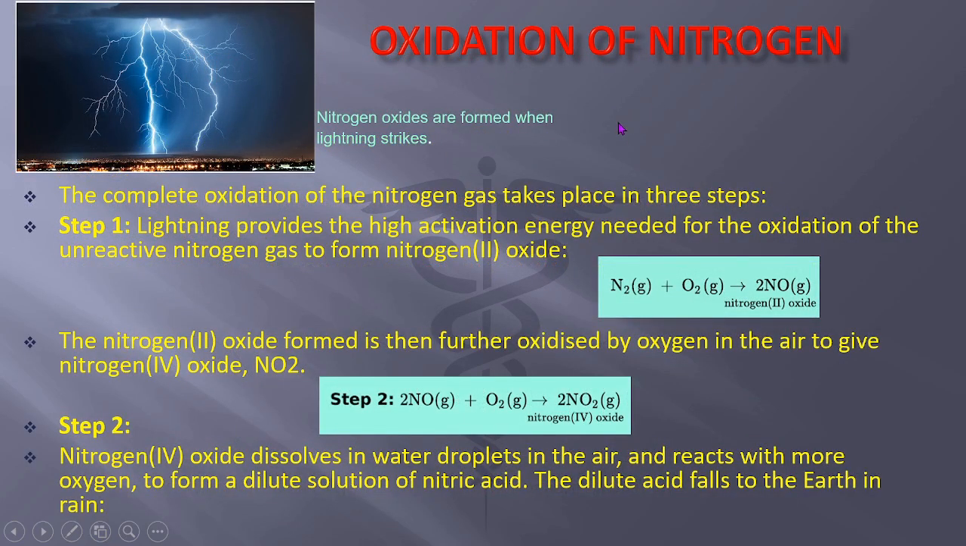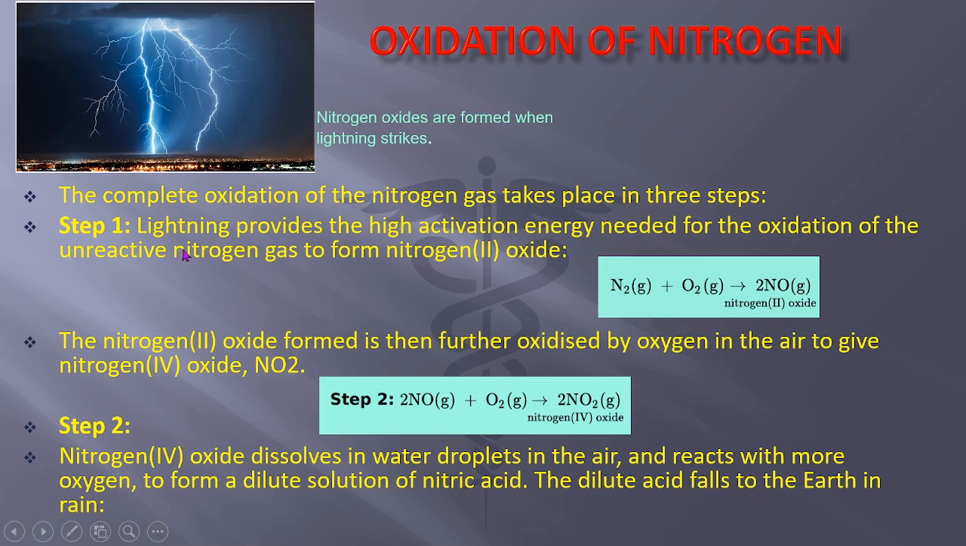Oxidation of nitrogen occurs at two places: when there is lightning, and in the car when you start the car. So there is a kind of lightning inside the car carburetor where there is a formation of nitrogen oxides. Otherwise nitrogen is an inert gas, it cannot react with oxygen.